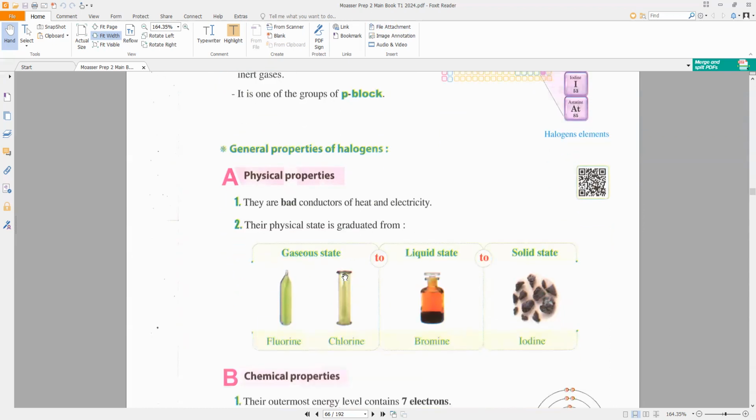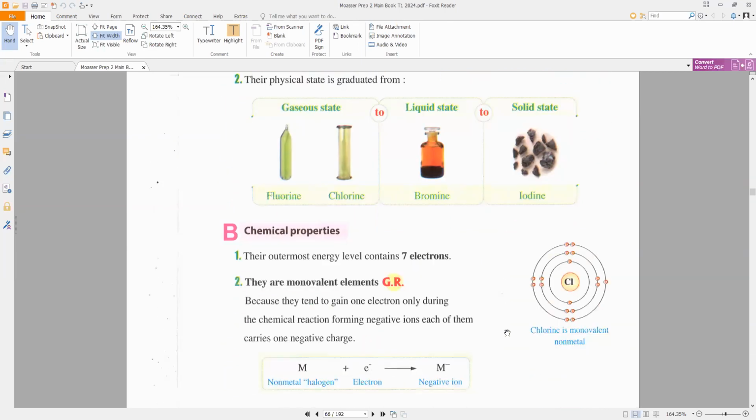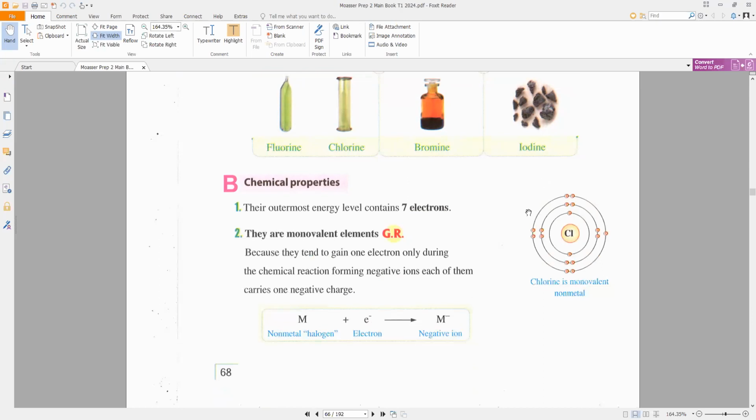All of them are non-metals and bad conductors of heat and electricity. Chlorine is found in the gaseous state, bromine is liquid, but iodine is solid. All of them have 7 electrons in the outermost shell, so it's called group 7A. It's called monovalent because it needs 1 electron to complete the outermost shell, so it gains 1 electron.